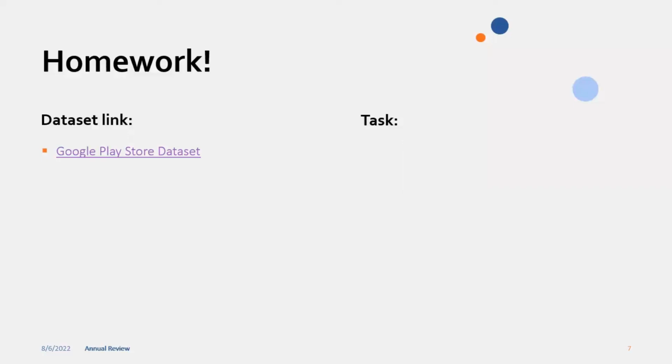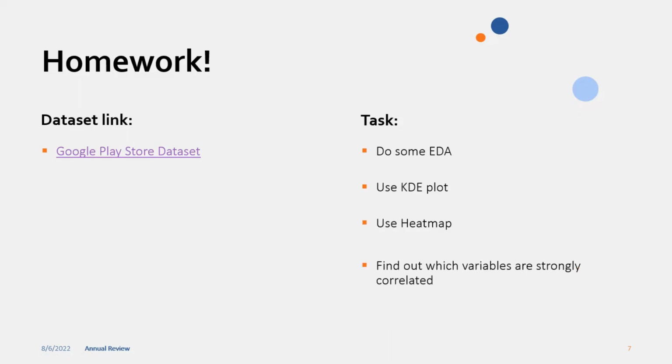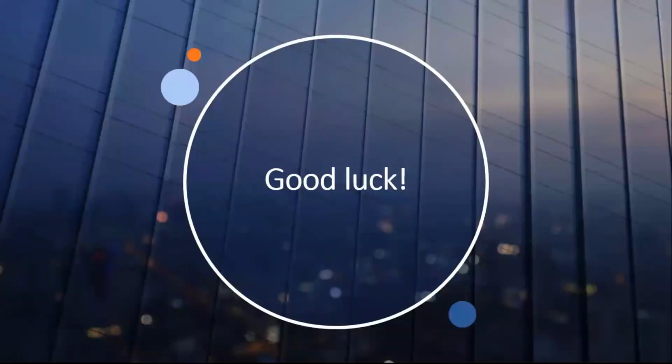So this is the end of today's lecture. We have learned how to create heat maps and how to make KDE plots that show the density distribution curve. So let's have a look at your homework. This is the link of the dataset, and these are your few tasks. Do some exploratory data analysis, use KDE plot, then use heat map, and find out which variables are strongly correlated. Now good luck, see you next time.